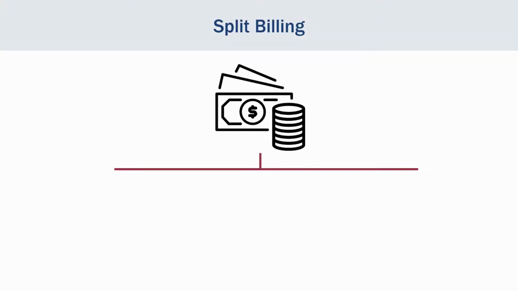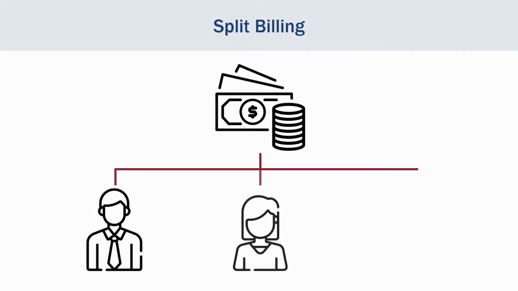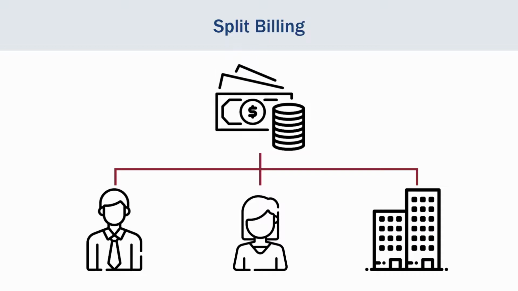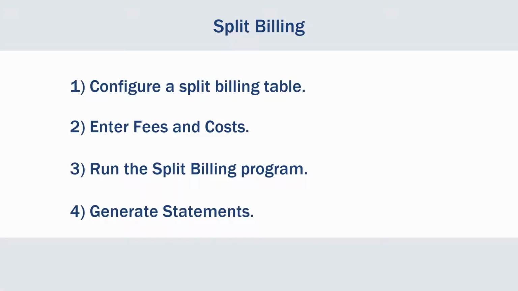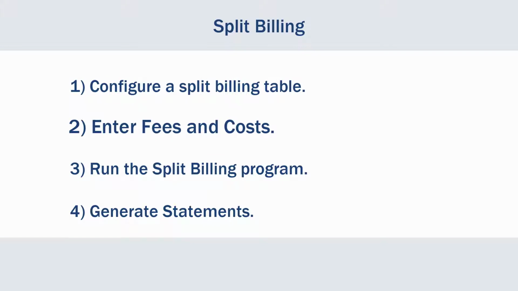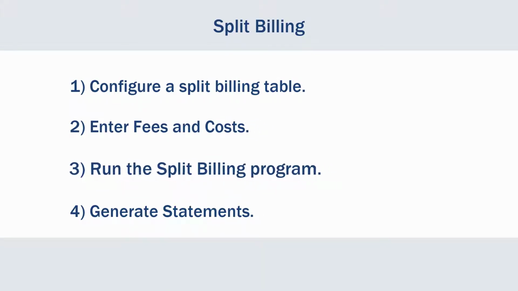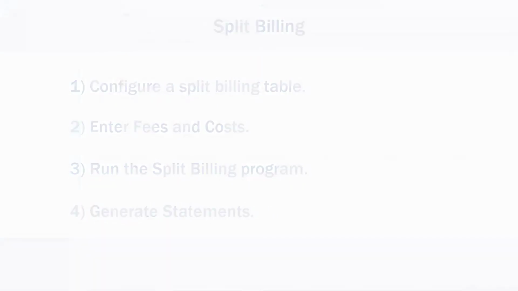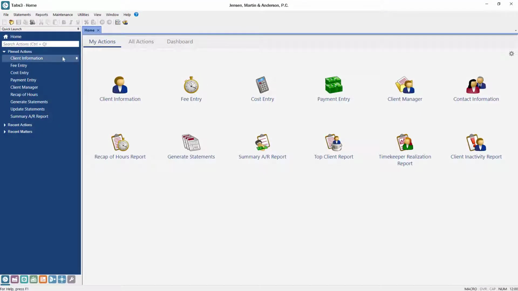Split billing allows you to split fees and costs for a specified client among multiple matters. The split billing process is broken down into the following steps. 1. Configure a split billing table under the main client with the clients that need to pay. 2. Enter fees and costs under the main client. 3. Run the split billing program. And 4. Generate statements. Let's get started by adding a split billing table.